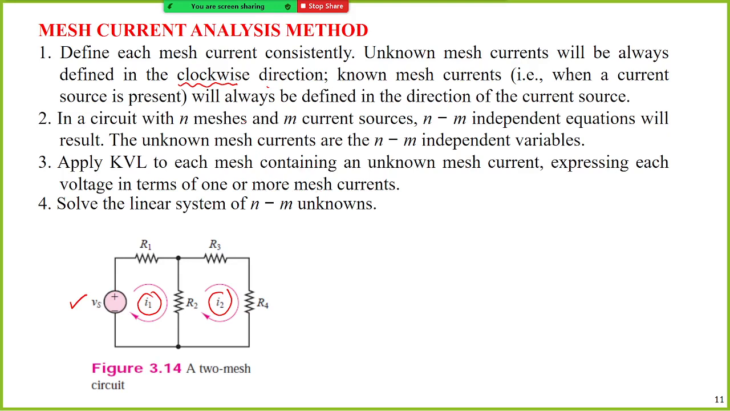And in case you have a current source in the circuit, you can define the direction in association with the current source. Okay. And in a circuit with N meshes and M current sources, the number of equations will be N minus M, because we know M values already. We know M values of the current because we have the current source. And we apply KVL to each mesh containing unknown mesh current. In this case, we don't know I1, we don't know I2. So we will have two equations, for example.